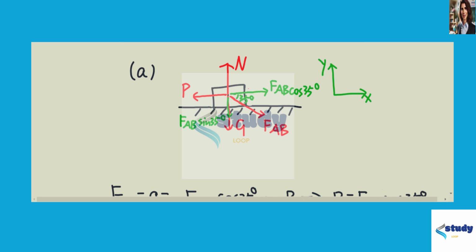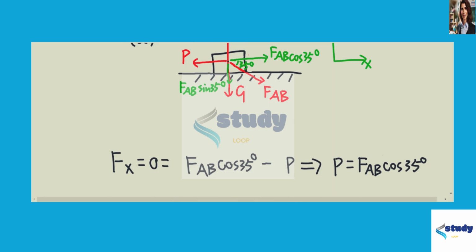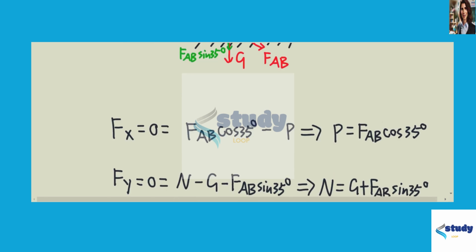So if I decompose FAB, I have an XY component of FAB. The X component of FAB is FAB cosine 35 degrees, which is pointing to the right. And the Y component of FAB is FAB sine 35 degrees, which is pointing downward. So if we apply Newton's second law, we have Fx, the net force along the x direction, equal to 0, which is equal to FAB cosine 35 degrees minus force P. Therefore, P is equal to FAB cosine 35 degrees.